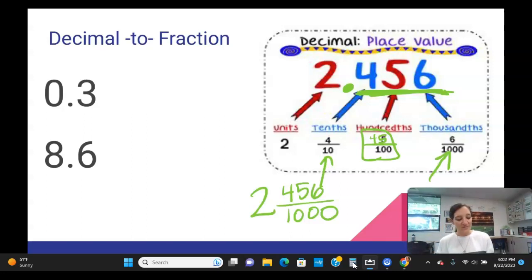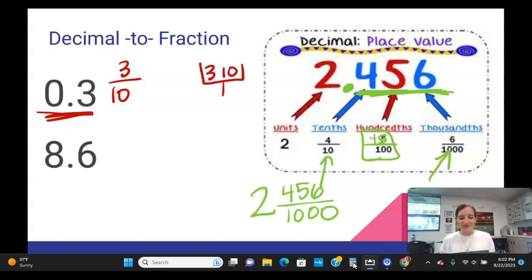Okay, so if we see this, what is it? Yeah, it is 3/10. Did you try to simplify that and you found out that the only thing they have in common is 1? That's when you know it's already in simplest form.